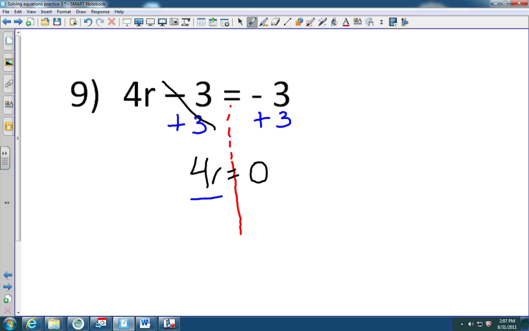4 times R. The opposite of times is divide, so I will divide each side by, not by R, by 4. R equals 0 divided by 4 is 0. Remember, 0 is a good number.